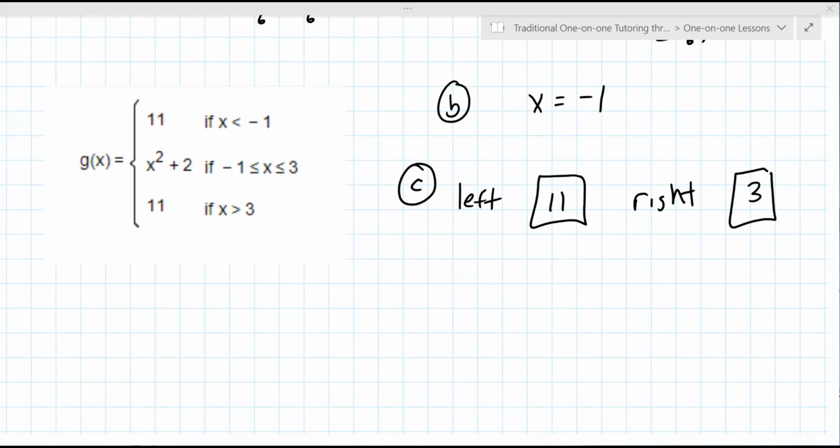Any questions on this? 18. So halfway through. Halfway through. All right.